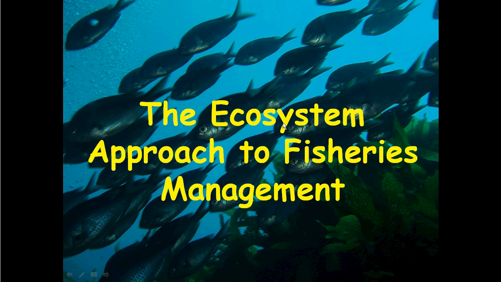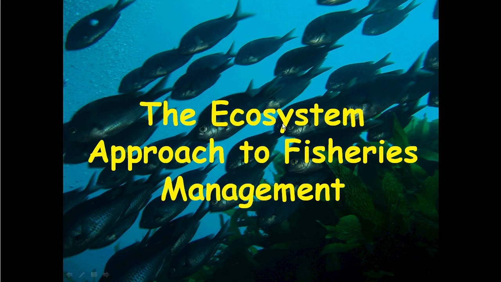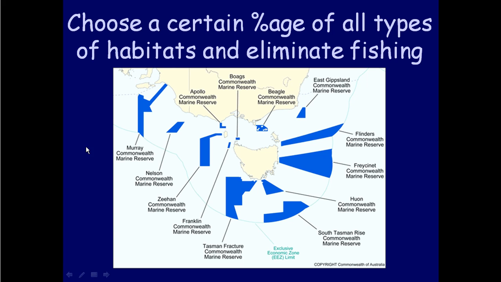So let's think about that in terms of how we would manage the ocean. Can we still do that? Can we possibly do this with our fishing, rather than this, in the ocean? It's a very simple concept. You choose a certain percentage of all types of habitats and stop fishing.